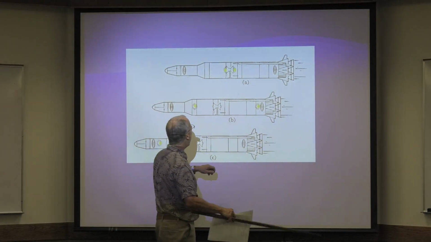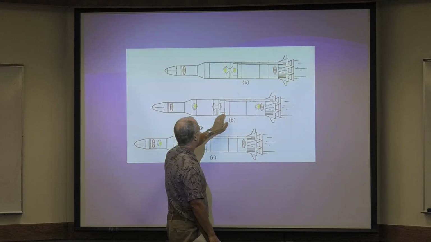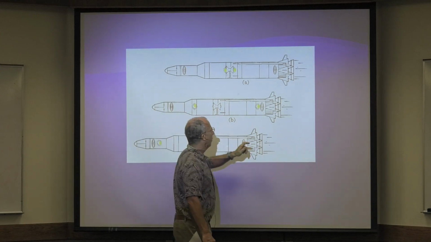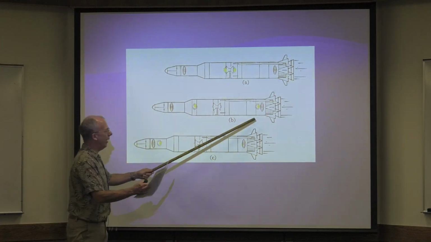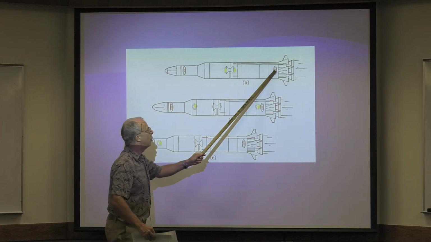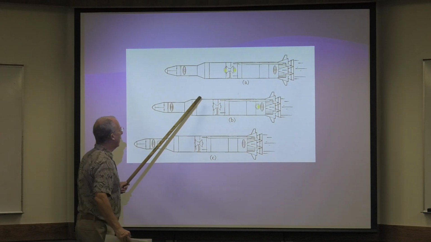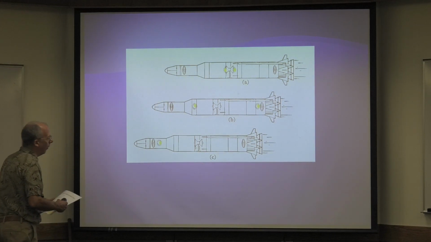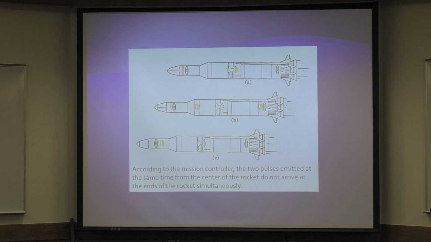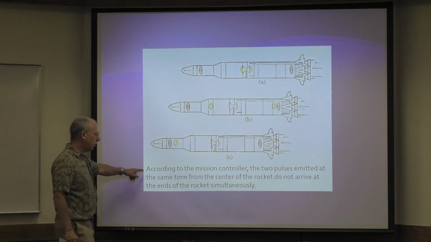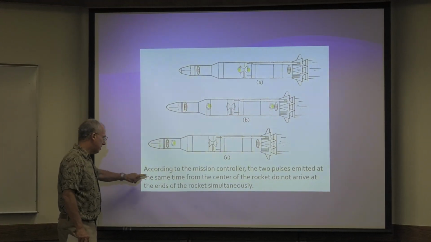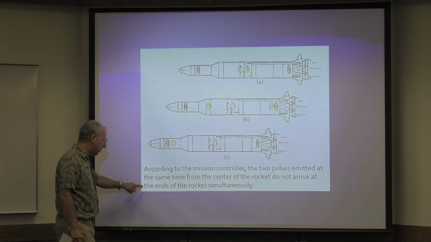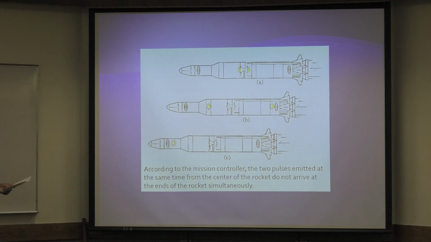So which pulse is going to hit the target first? Remember, the rocket's moving this way. Well, this pulse is moving that way, right? So which one's going to hit first? Obviously this one, right? Because this target is moving toward the pulse of light. This target is moving away from the pulse of light. So what's the mission controller back on Earth going to say? According to the mission controller, the two pulses emitted at the same time from the center of the rocket do not arrive at the ends of the rocket simultaneously.